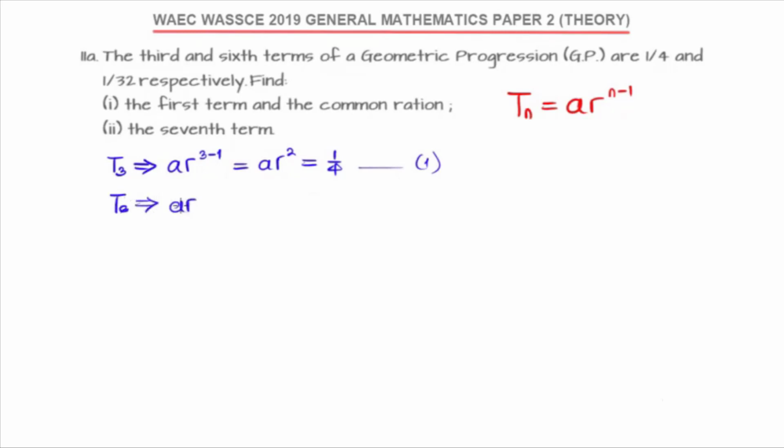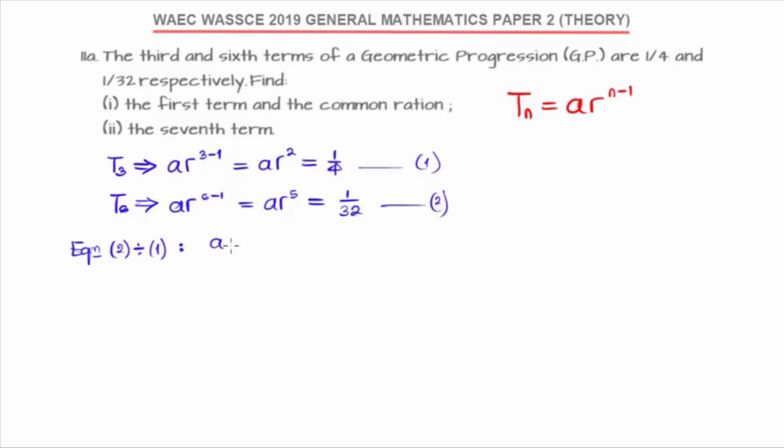If we also continue with the sixth term, the sixth term is AR raised to power 6 minus 1, and 6 minus 1 is 5. We are given that to be 1 over 32. So if we call this equation 2, we can look for a way to solve these two equations. The best bet is to divide equation 2 by equation 1, or equation 1 by 2, whichever is convenient. Here, I'll be using equation 2 divided by 1.